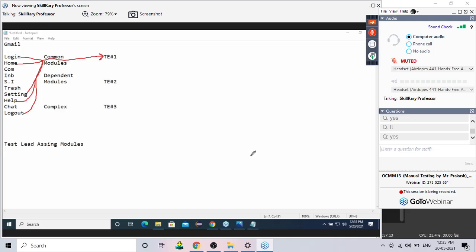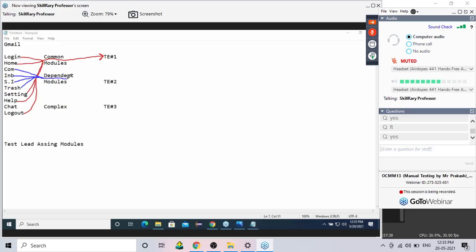Compose is given to me, inbox is given to you. Can I say, hey, I have composed a mail, check whether it is there in inbox or not? Correct? Instead of all this nonsense, what the lead does is tell you: compose, inbox, sent item and trash. They are the dependent modules.